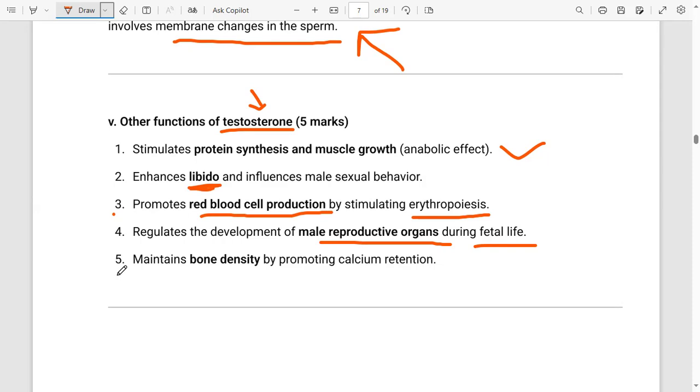And then number 5, it maintains bone density by promoting calcium retention. These are not the only functions of testosterone, there are a lot, but these are the ones that I listed out. All right, so we are done with question 1.